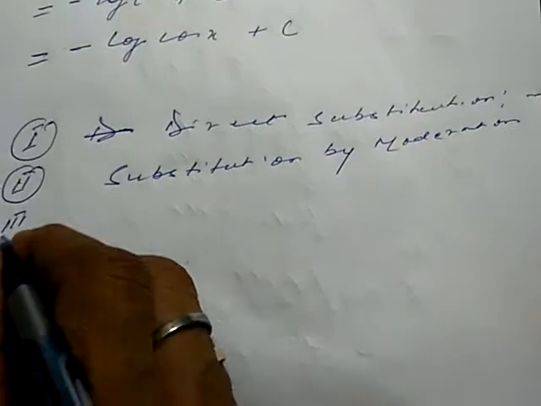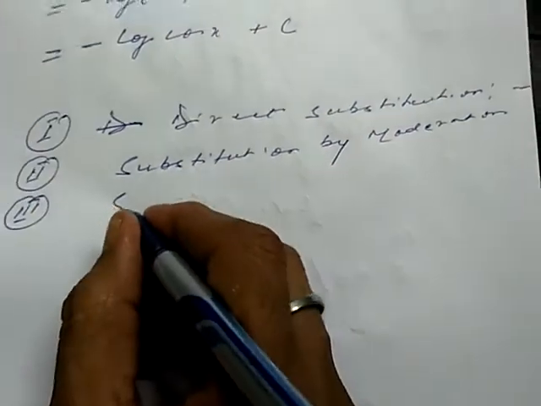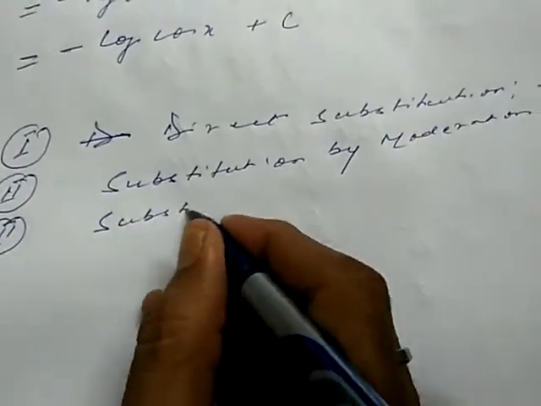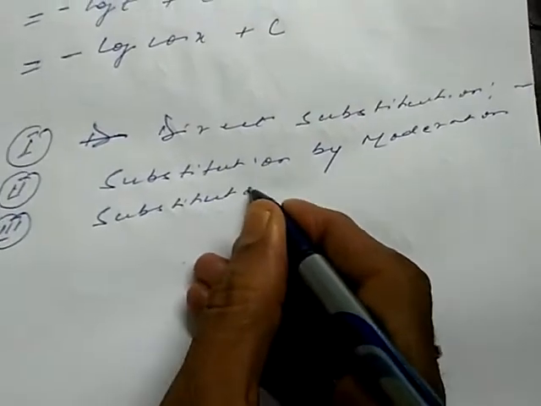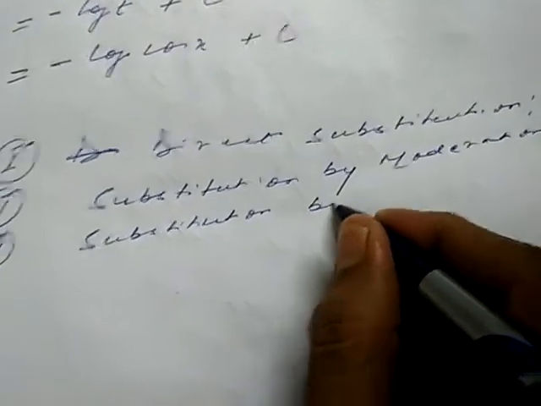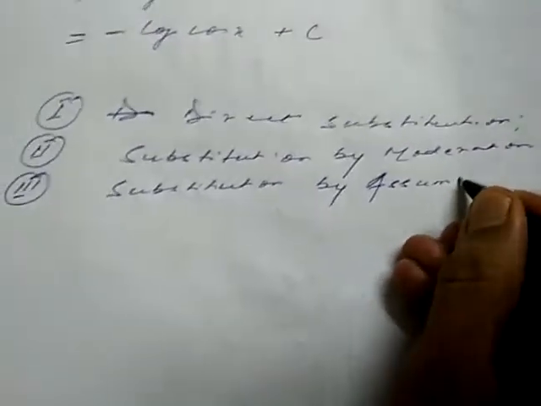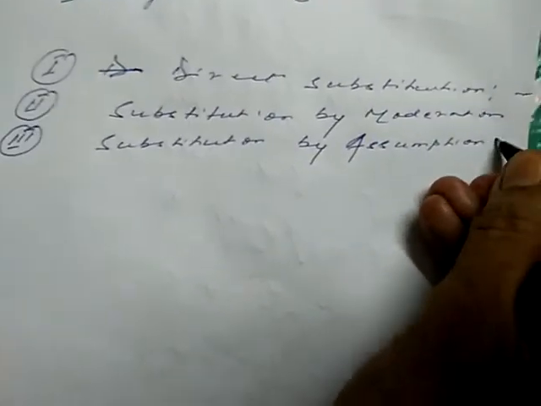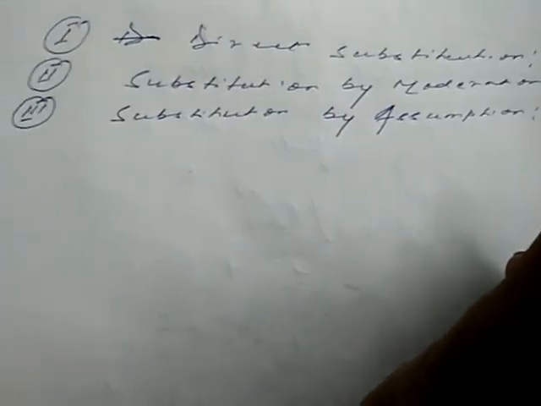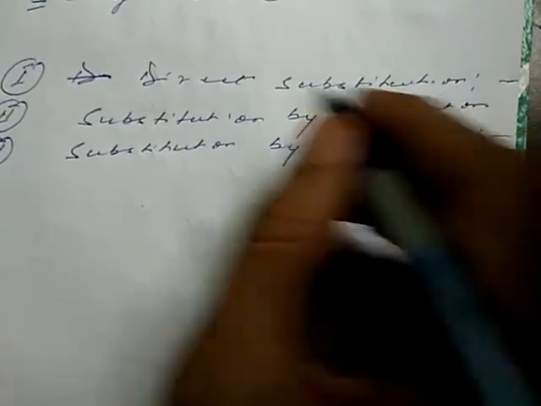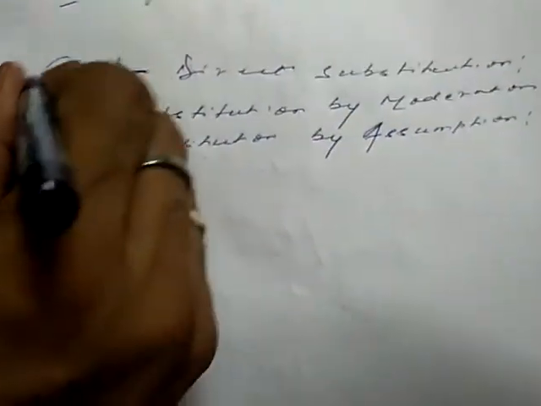Third is by assumption. We'll go one by one. So what is the way of doing so? Direct means, first of all, I am taking an example for direct.